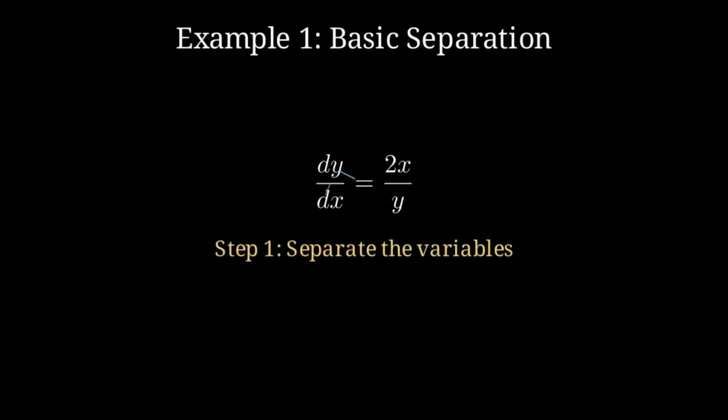Let's work through an example. Suppose dy over dx equals 2x divided by y. To separate the variables, we multiply both sides by y and by dx. This gives us y times dy on the left and 2x times dx on the right. The variables are now successfully separated.